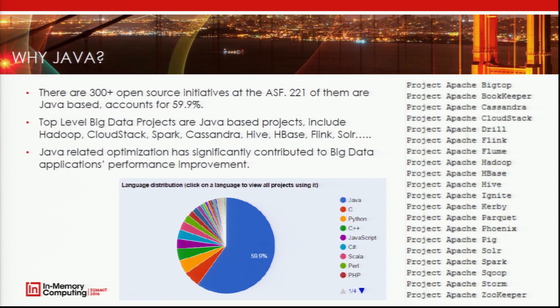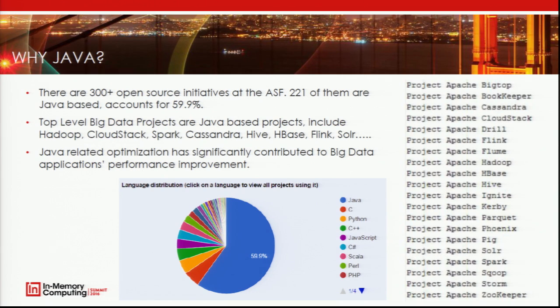I looked at the Apache Software Foundation projects, about 300 of them. Over 200 are built on Java, which counts for about 59.9%, so roughly 60% of the Apache projects in the entire Software Foundation are built on Java. And in the big data area, the percentage is even higher.